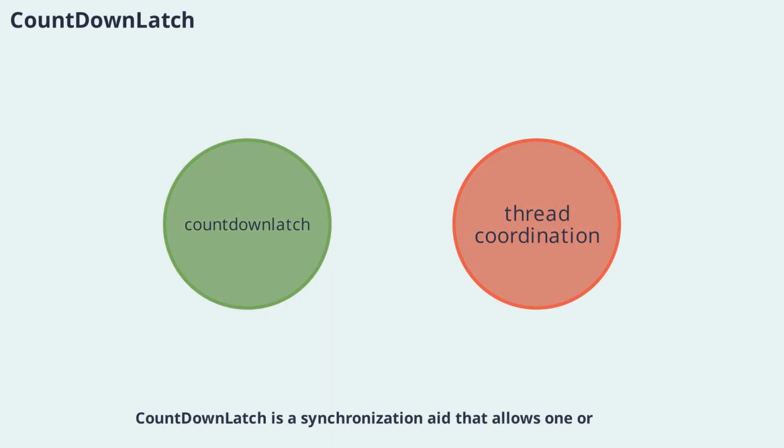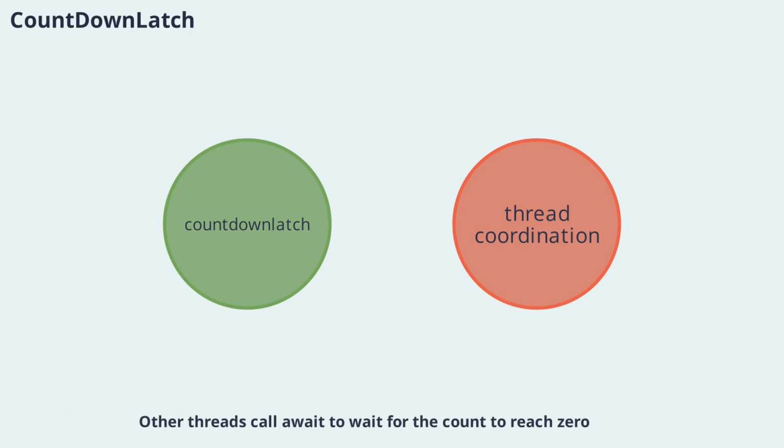Countdown latch is a synchronization aid that allows one or more threads to wait until a set of operations completes. You initialize the latch with a count, and threads call countdown as they finish. Other threads call await to wait for the count to reach 0. This is useful for coordinating tasks and ensuring proper sequencing in concurrent applications.